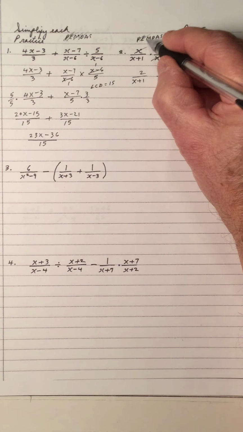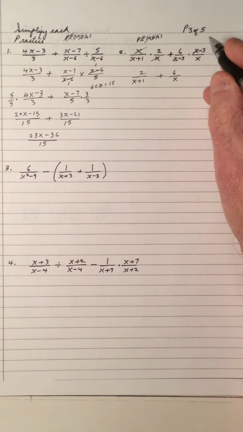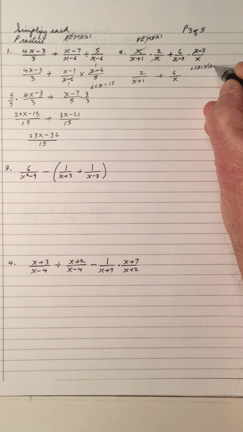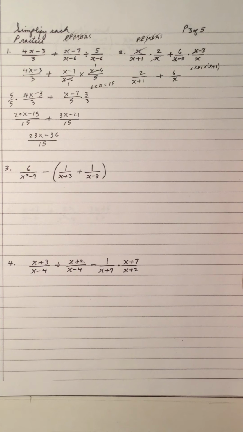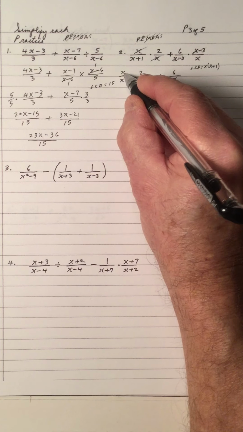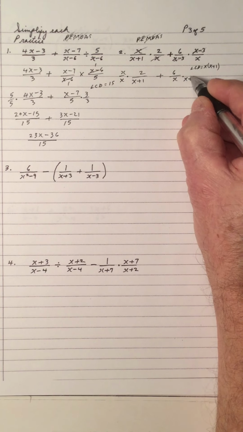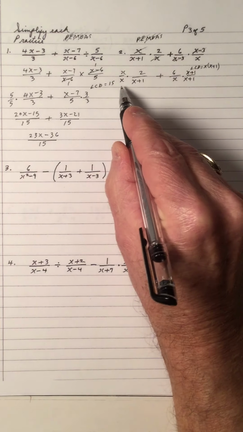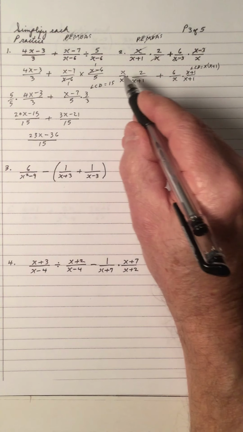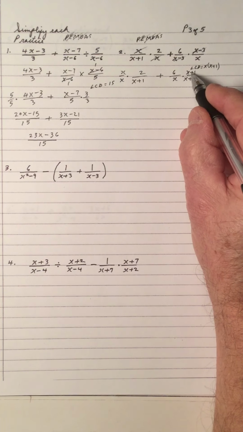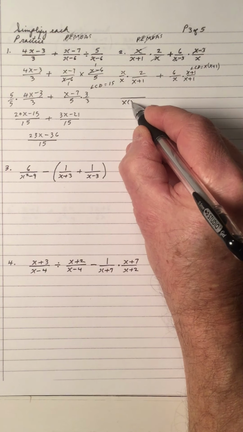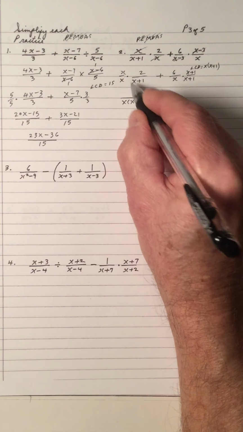And because multiplication and division are now done, I'm going to add and subtract. I'm getting an LCD, which is x times x plus 1. That means I'm multiplying this one by x over x. Multiply this one by x plus 1 over x plus 1. So x times x plus 1 is the LCD. X over x, equivalent fractions. X plus 1 over x plus 1. Good. Multiply. X times x plus 1. 2 times x is 2x.